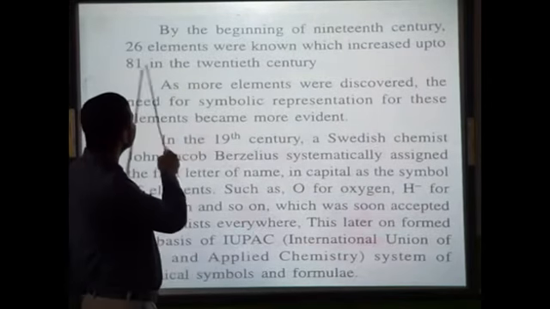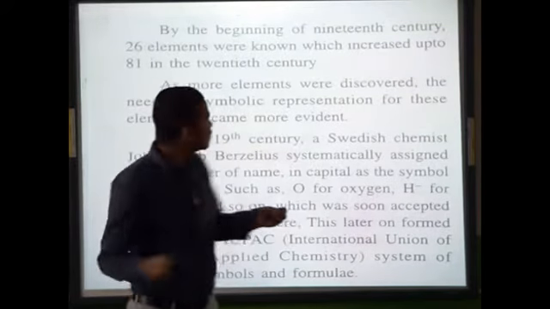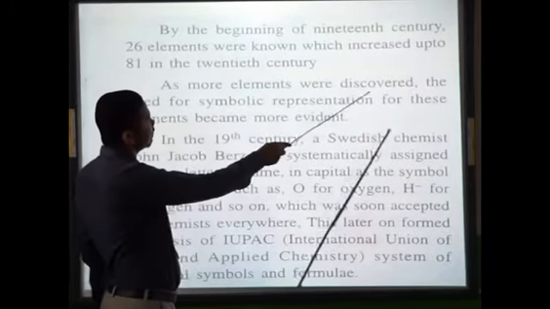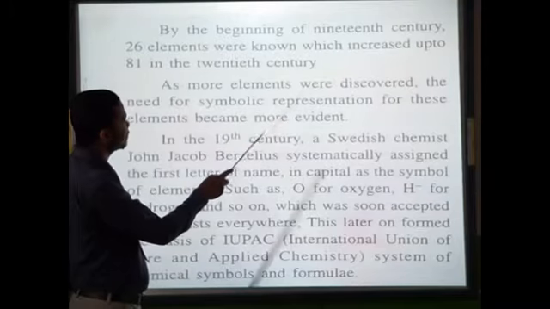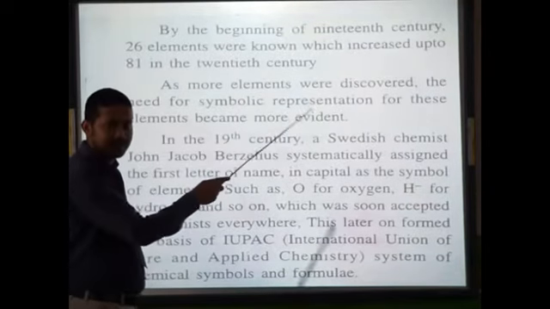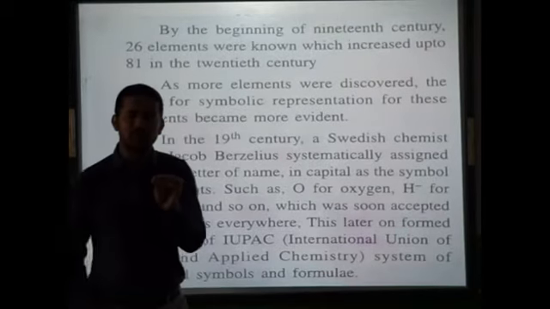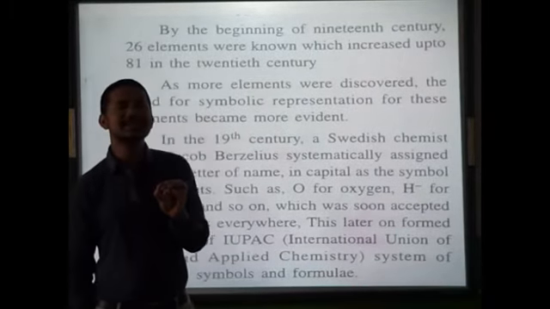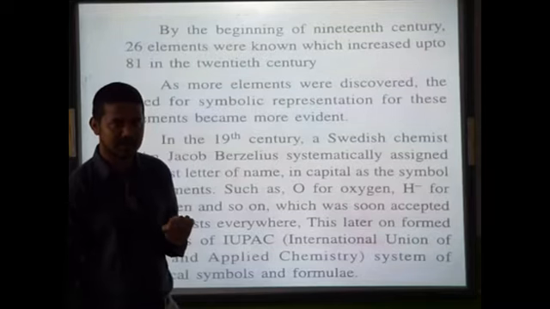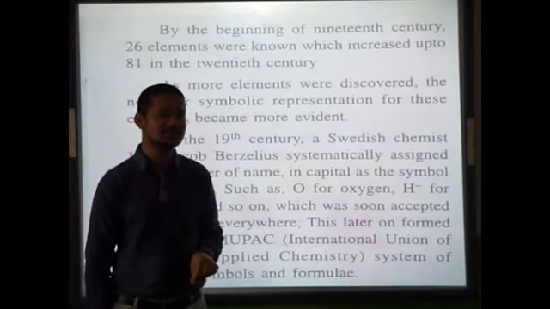That means elements are increasing more and more, so there is a big necessity for symbols. The symbols which the alchemists gave are insufficient now. As more elements were discovered, the need for symbolic representation of these elements became more evident. In the 19th century, a Swedish chemist, John Jacob Berzelius, was the first one to assign systematic symbols to the elements.